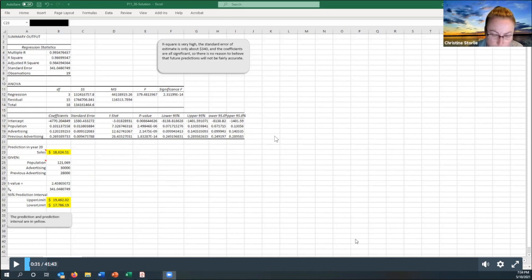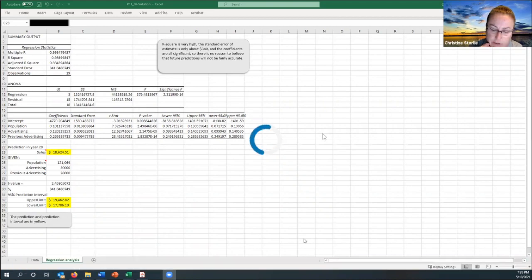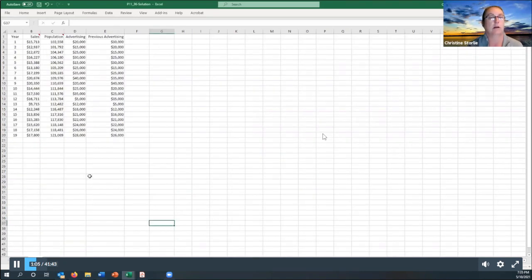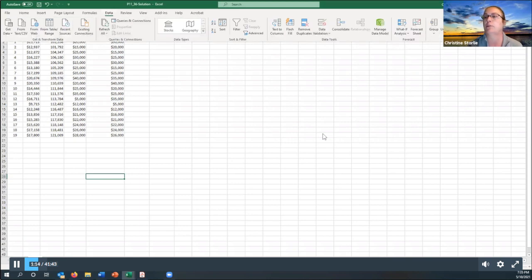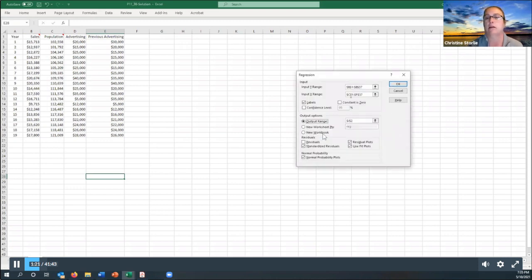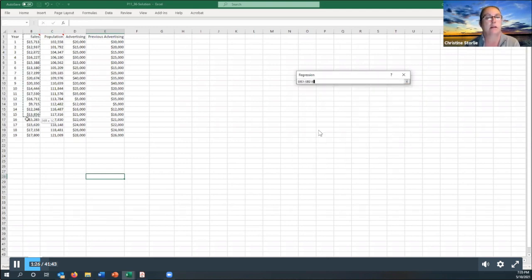So we're just going to do our multiple regression again, right? Advertising, predictions of sales in future years. So I think I should put it on the data tab. You see we have sales data for the 19 years, population, advertising. To get the regression output, go to the data analysis toolpak, open up the regression option, click on OK. Our input for Y is the sales data.